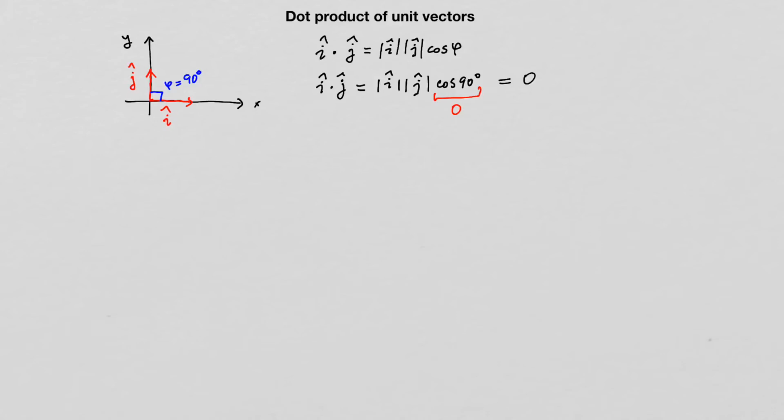Now let's look at the dot product of a unit vector by itself. So for example, let's do i hat dot i hat. So by definition, that will be the magnitude of i hat times the magnitude of i hat times cosine of the angle between i hat and i hat, that is 0 degrees. And so this is equal to 1. So therefore, i hat dot i hat is equal to 1.